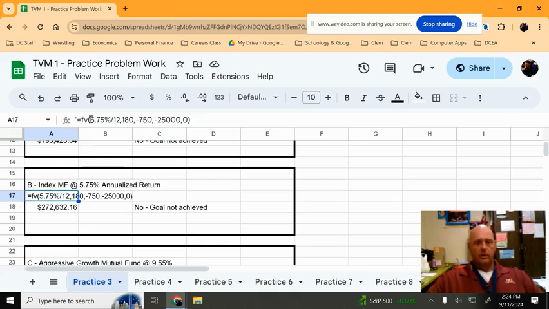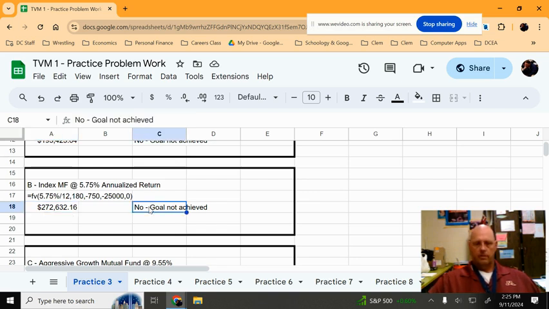My future value is 5.75%. That's the annual rate of return, but I'm going to divide it by 12 because I'm doing a monthly contribution. I'm doing 180 contributions in total. $750 a crack, starting value of $25,000. And again, I end up with $272,000.